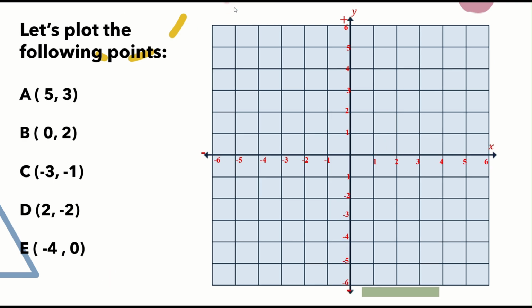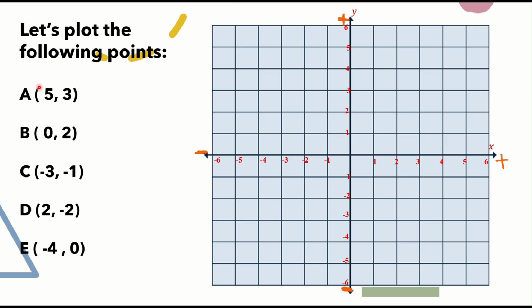Now let's practice it in reverse, where we now have to plot the points. And again, we would do this process the exact same way. So the first number will represent my x value or my x coordinate, and the second value will represent my y. And that would be the axis that I would move on. So let's go ahead and look at A.